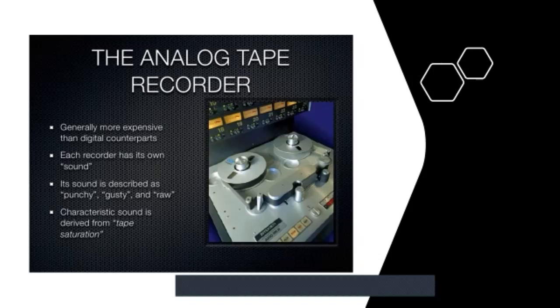The picture you're seeing in this slide is the actual professional form of audio recorder that was used in the studios for recording artists singing, or in the broadcast studios where people were doing radio programs and so on. So what are the elements here? They're generally more expensive than digital counterparts. Each recorder has its own sound. Its sound is described as punchy, gutsy, and raw. Now, some people prefer that. Many people today do not like the punchy, gutsy, and raw sound.